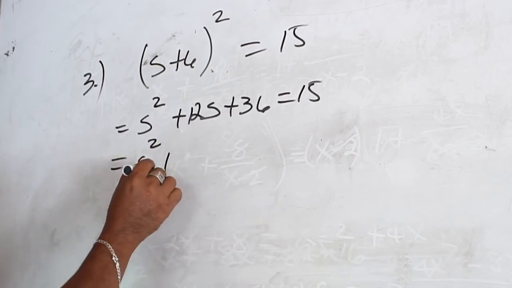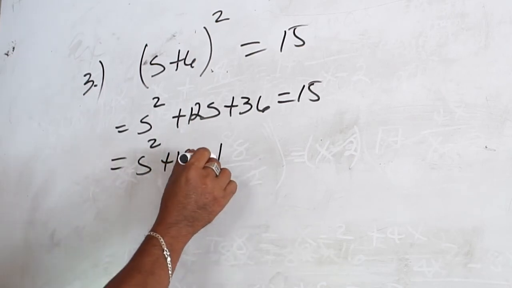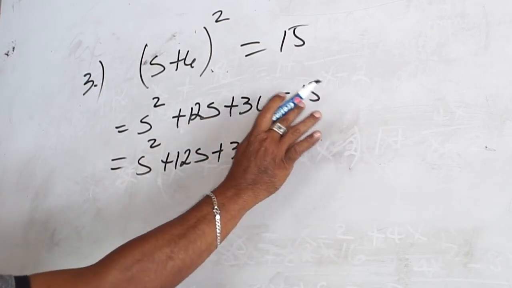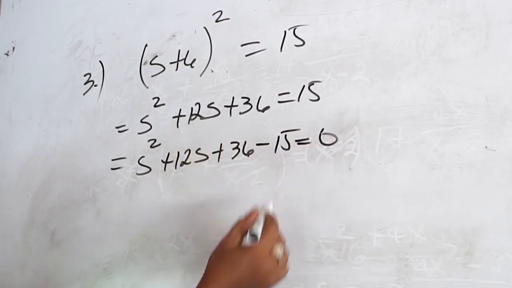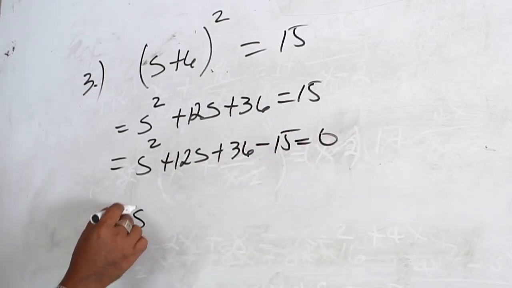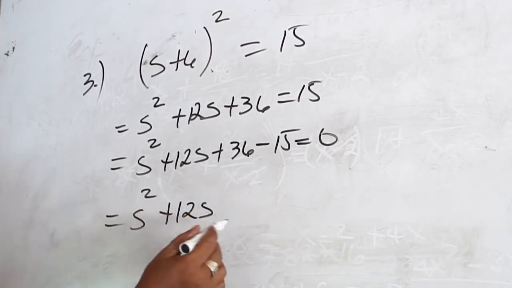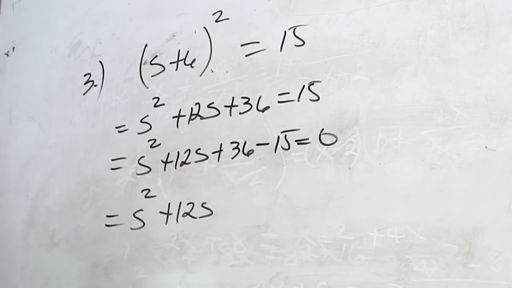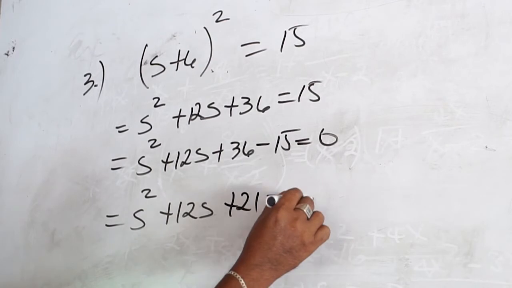Then we have positive 12, then here positive 36. Then transpose positive 15, it becomes negative 15, then equals 0. Then simplify, we have here a squared, positive 12, then positive 36 minus 15. Okay, so the result is positive 21 equals 0.